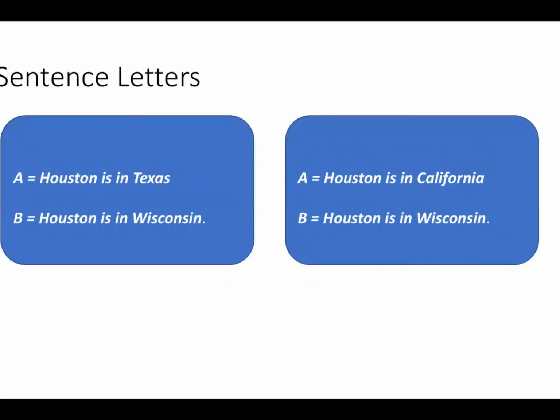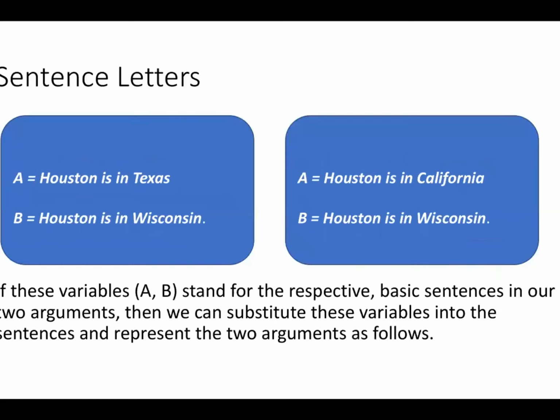So here's what we're going to do. On the sentence on the left, we're going to let A stand for Houston is in Texas, and we're going to let B stand for Houston is in Wisconsin. In the sentence on the right, we're going to reuse one of these letters. We're going to reuse A, and we're going to let A stand for Houston is in California. And then we're also going to let B stand for Houston is in Wisconsin. So if these variables, A and B, stand for the respective basic sentences in our two arguments, then we can substitute these variables into the sentences and represent the two arguments as follows.